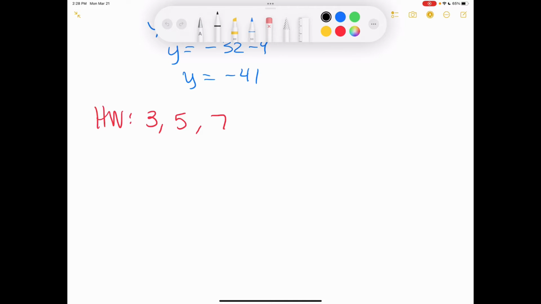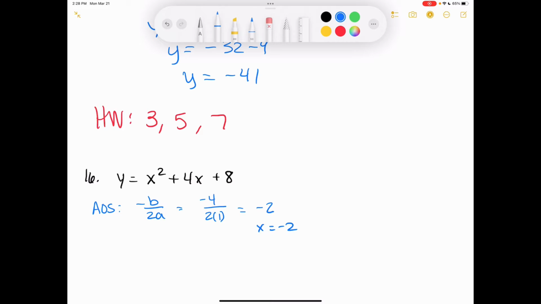This is the first one. Number 16: y equals x squared plus 4x plus 8. So remember, our axis of symmetry is at minus b over 2a. So in this case, it's going to be negative 4 over 2 times a, which is just 1. 4 divided by 2 is 2, so that's going to be negative 2. So our axis of symmetry is at x is equal to negative 2.